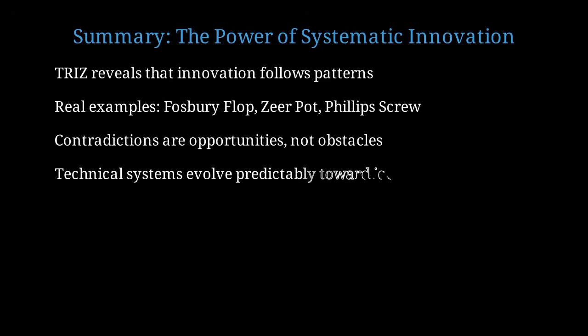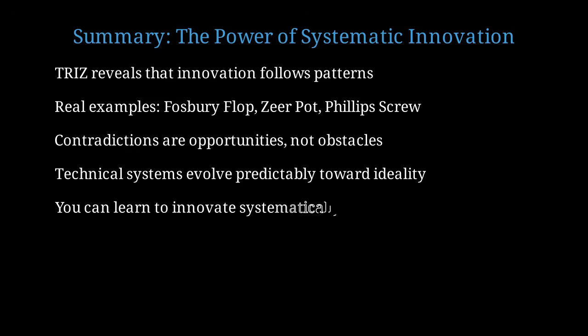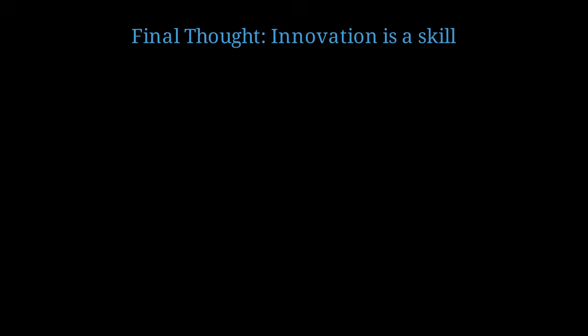Technical systems evolve predictably toward greater ideality. More benefits, fewer costs, less harm. Understanding this helps us anticipate and shape future innovations. Most importantly, TRIZ demonstrates that you can learn to innovate systematically. You don't need to be a genius. You need to understand principles and apply them thoughtfully. Innovation is not a mysterious gift. It's a skill that can be developed through practice and systematic thinking. TRIZ gives you the framework to develop that skill.